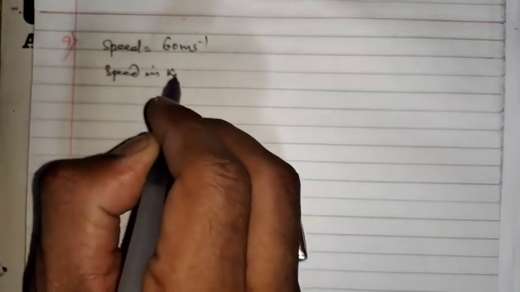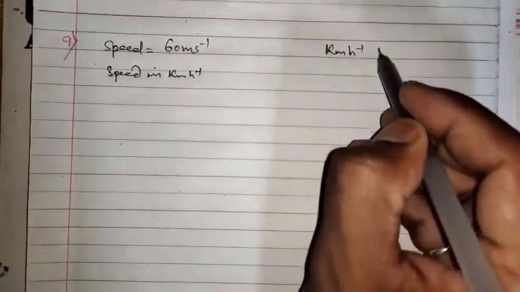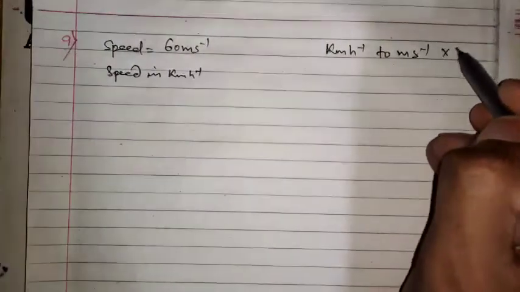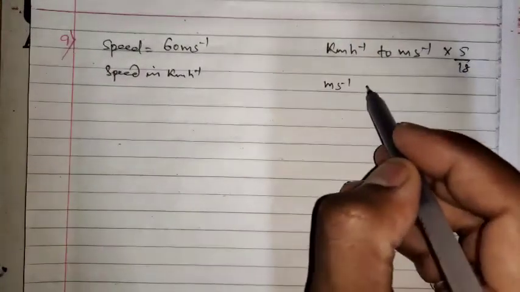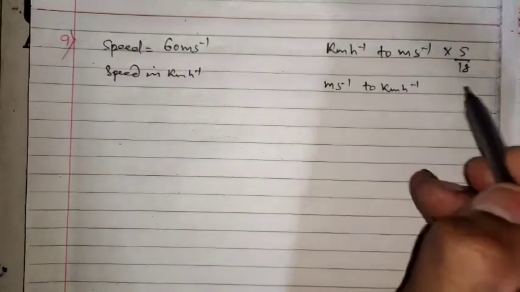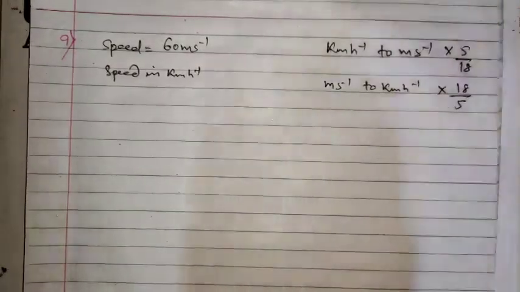Question number 9 is saying the speed of a racing car is 60 meter per second. In this question, speed is given, 60 meter per second. What will be the speed in kilometer per hour? We have to find the speed in kilometer per hour. Just now we have studied, for converting kilometer per hour to meter per second, we have to multiply it by 5 by 18. Just the opposite we will do. For converting meter per second to kilometer per hour, we will multiply it by 18 by 5.